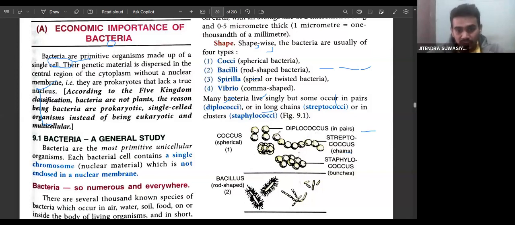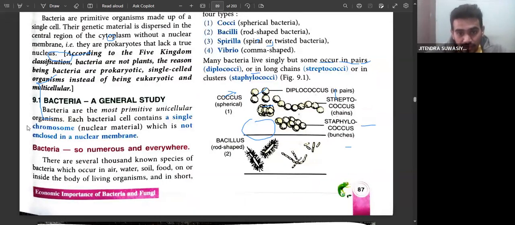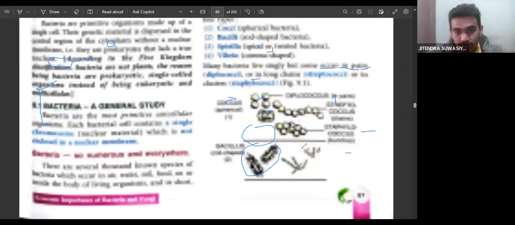The cocci, that is coccus. After that we have bacillus. Bacillus is rod shaped like that. These are the bacillus, which is rod shaped. Then we have spirilla.